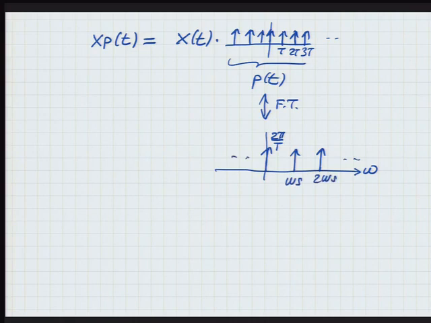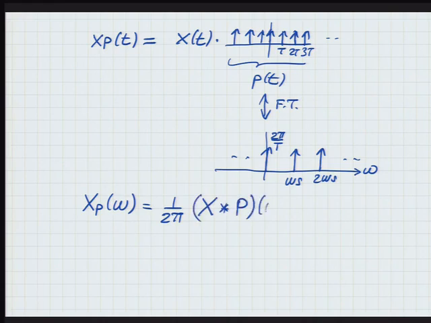So if I do multiplication in the time domain, which is what I did, what happens in the frequency domain? You have to do now a convolution. Xp of omega is 1 over 2 pi times the Fourier transform of x convolved with the Fourier transform P of omega. You know convolution. There's a factor of 1 over 2 pi. This is the multiplication-convolution property of Fourier transforms. All right, so then what happens?